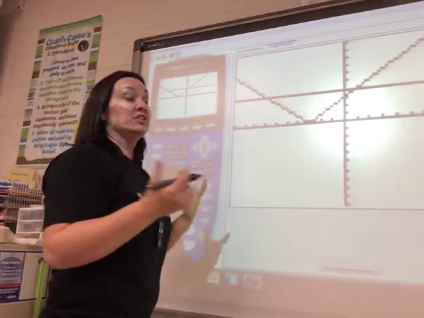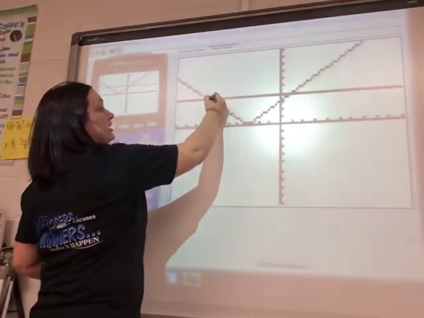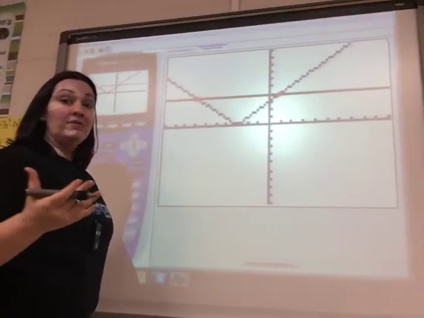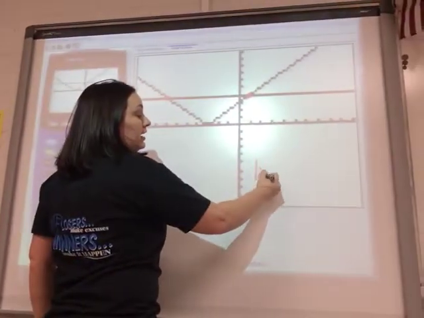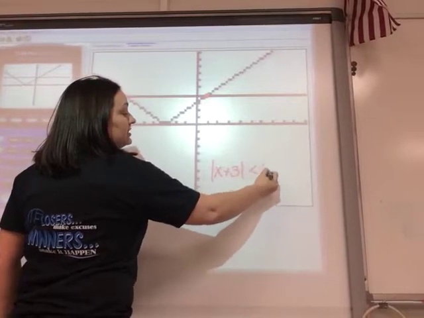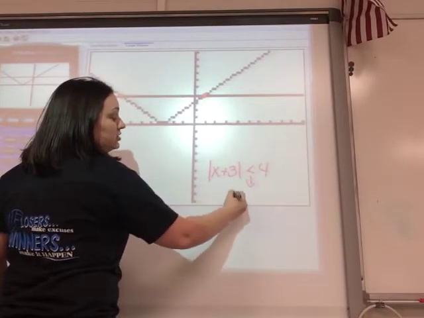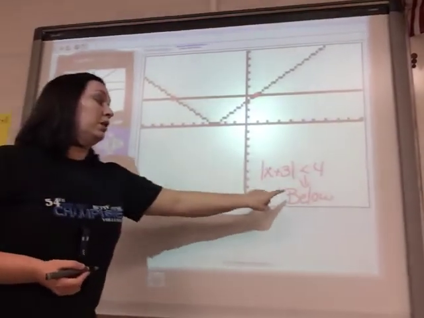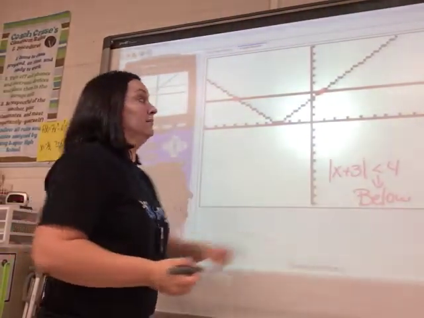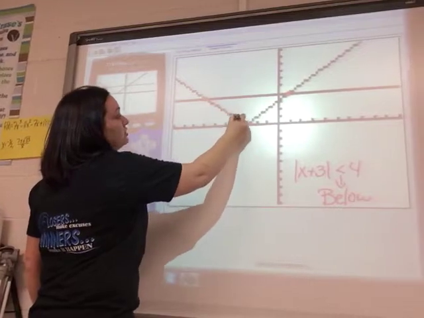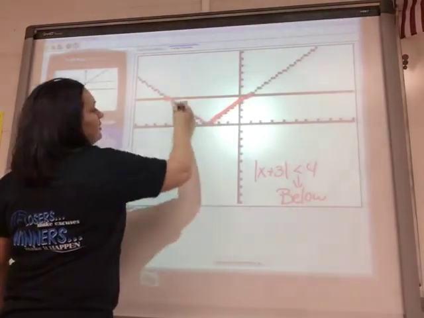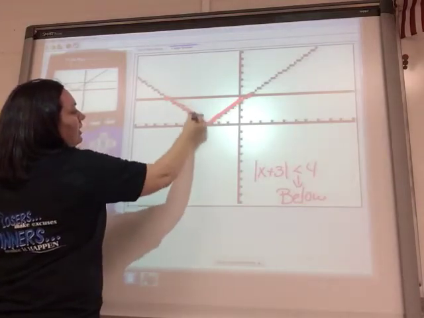So there's my V, there's my absolute value, there's my linear. With equations, all we cared about was the two intersection points. But now with inequalities, we've got the inequality absolute value of x plus 3 less than 4. This less than means we only care where the absolute value is below the line. So I only care about this section right here. This section right here is all I care about.